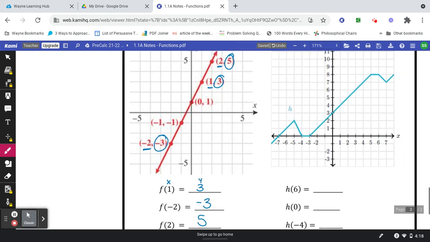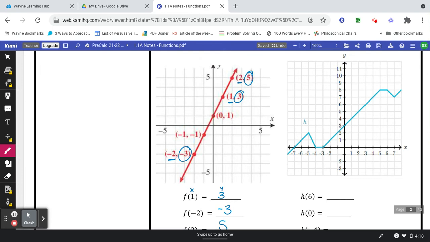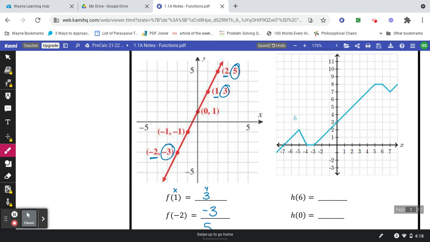All right, and then they give us a different graph. This one they called H. And this one does not have our numbers labeled on it, our points labeled, but that's okay. We can go to H of 6. So here's 6. You can go up to where the graph is. It looks like that point is right there. And then you can look over to the left side and you can see that it is at 8. So if they had named that point, it would be 6, 8, which means H of 6 equals 8. If that's the x, they want to know the y.